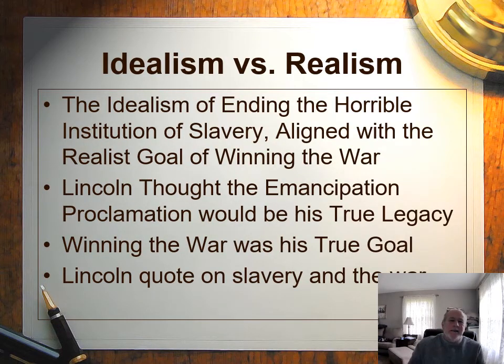So as you can see, it's kind of an idealistic versus realism approach. The idealism of ending the horrible institution of slavery aligned with the realist goal of winning the war. Lincoln thought the Emancipation Proclamation would be his true legacy, so let's not get it twisted. He truly believed in ending the institution of slavery. But his main goal was winning the war. That was his true goal.